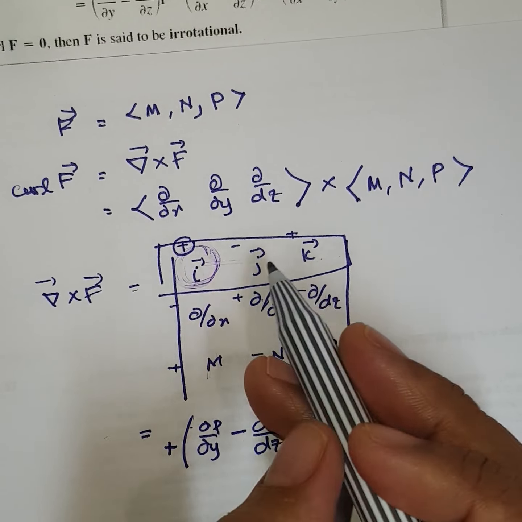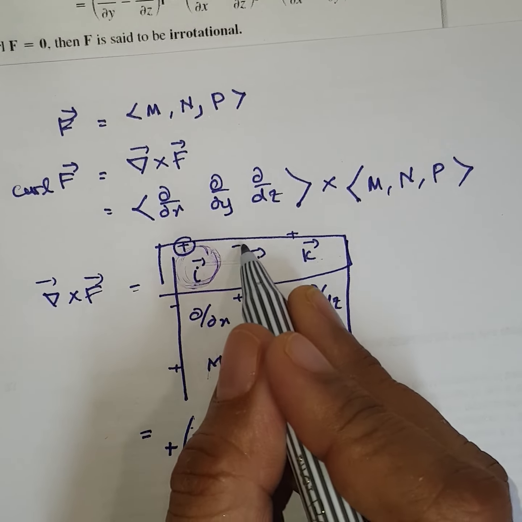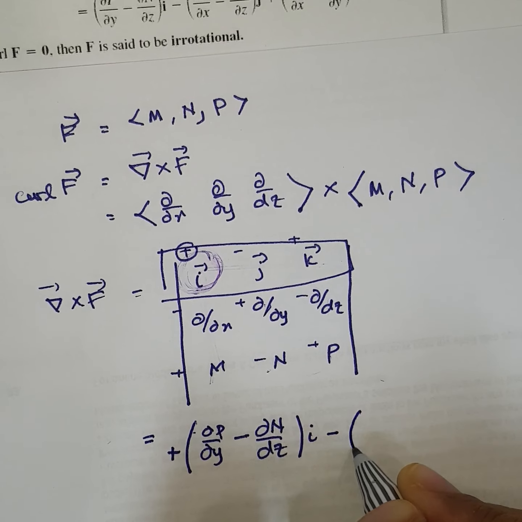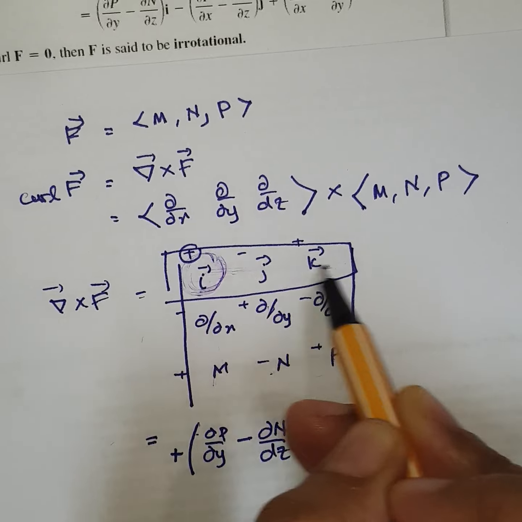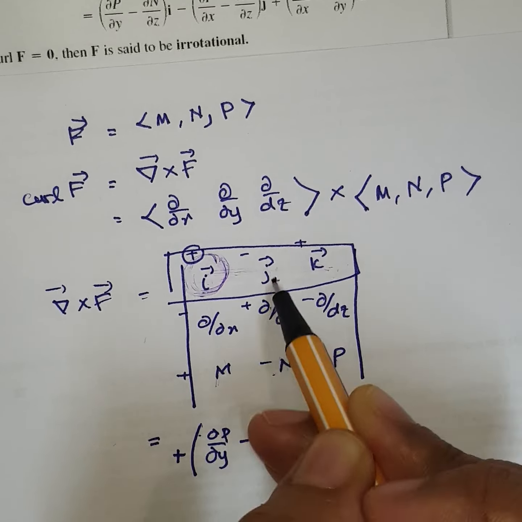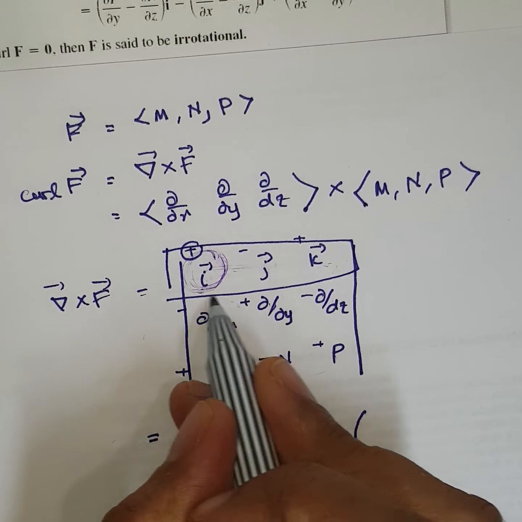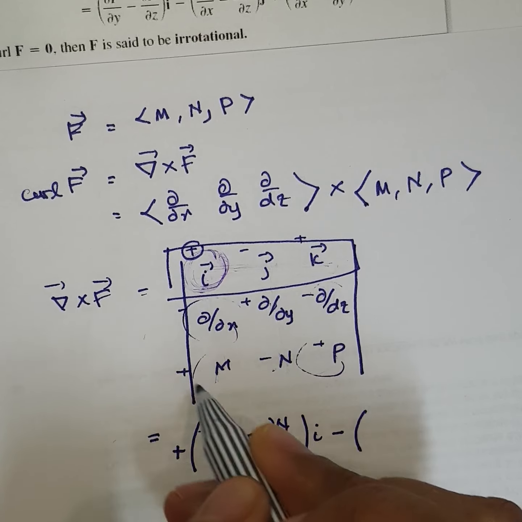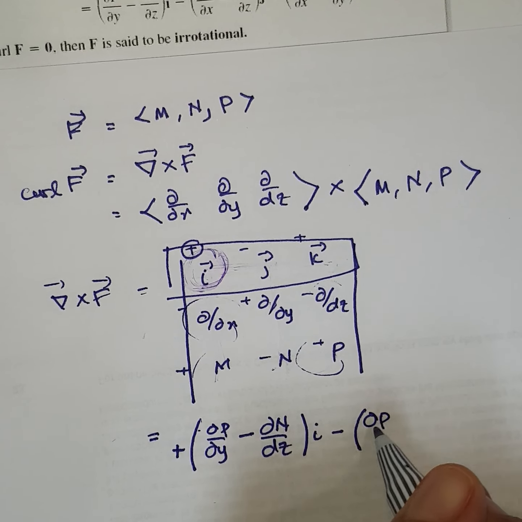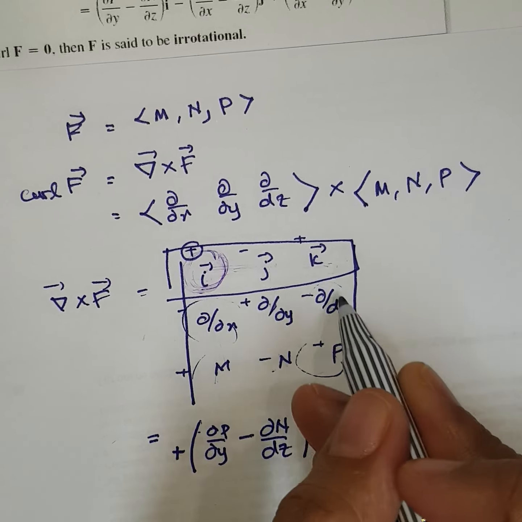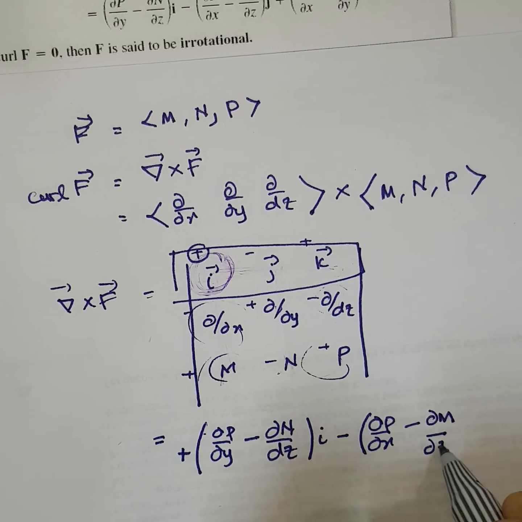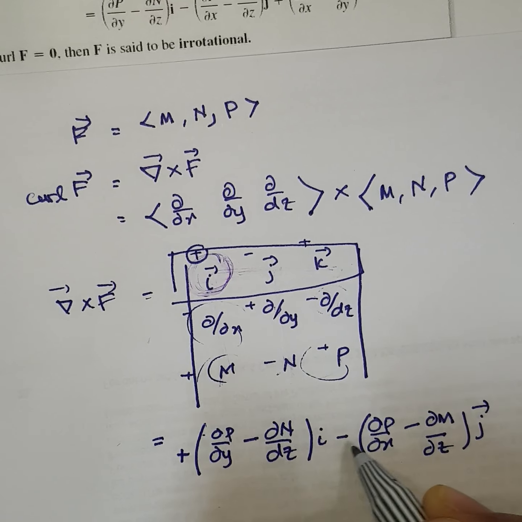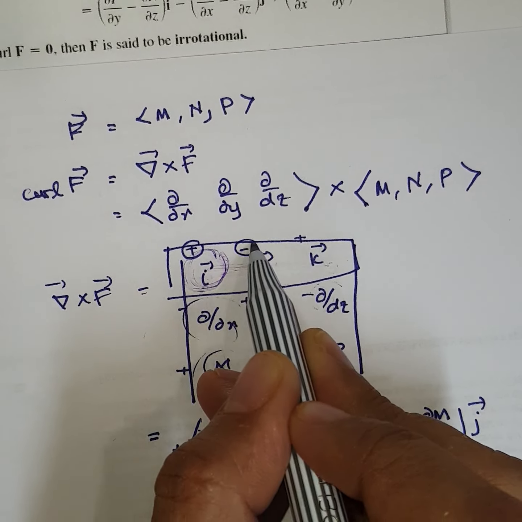Okay, lepas tu untuk J, sign dia negatif, so kita tolak. Okay, so bila J, kita ambil row yang pertama, kolom yang pertama. Alright, so maksudnya yang ini kali ini tolak dengan ini kali ini. So you will have dp dx tolak dengan ini kali ini, dm dz. So that's component J. And the sign is negative sebab sini negatif.